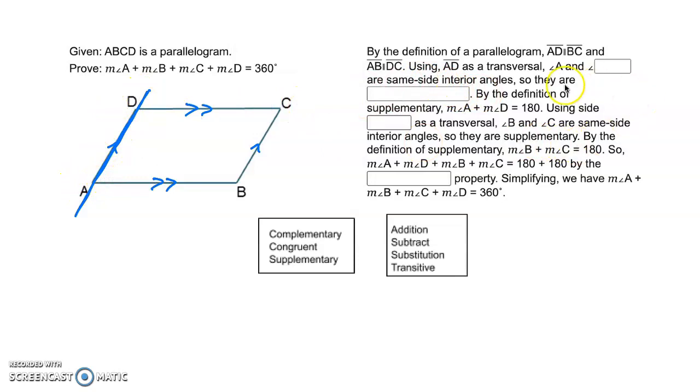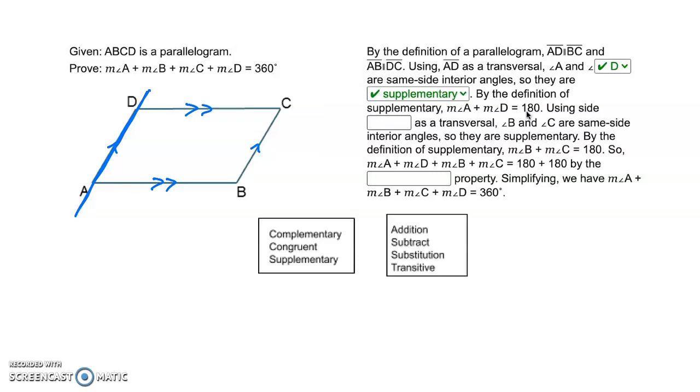What does that tell us about angle A, and which angle is same side interior? So here's A, here's our parallel lines. D is our angle that is the same side interior of those parallel lines. And what do we know about same side interior angles? We know that they are supplementary. And by definition of supplementary, they have to add up to equal 180 degrees. That's what supplementary means.